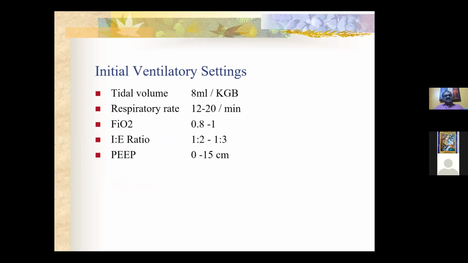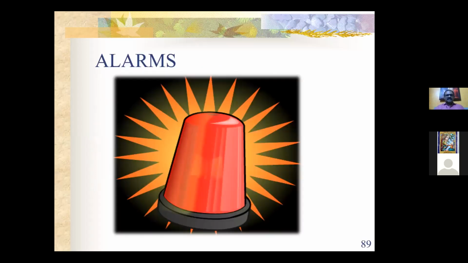In IE ratio, usually we keep it around 1:2, 1:3. PEEP of 0 to 15, and we have to find out the adequate PEEP that will give you proper oxygenation and compliance. Once you set this, it's the basic ventilator settings.